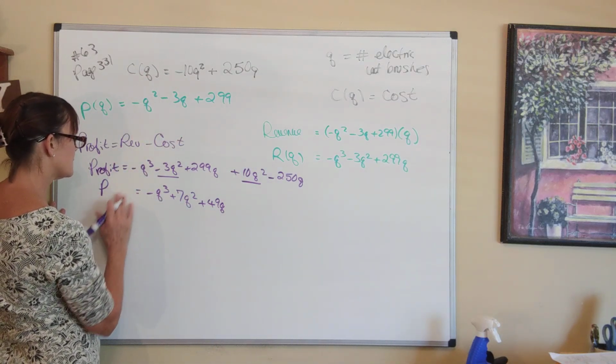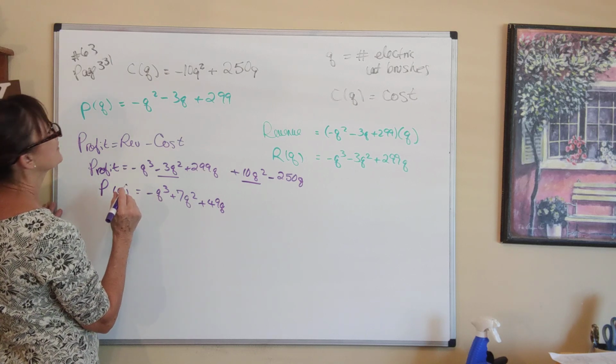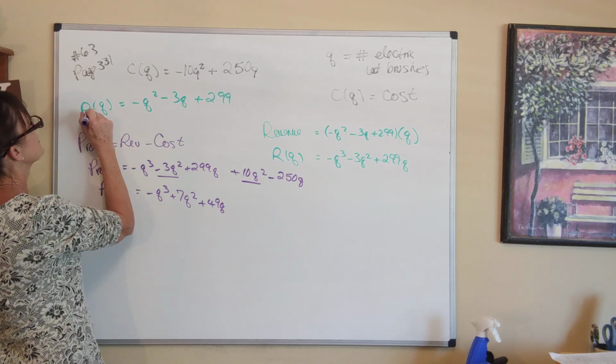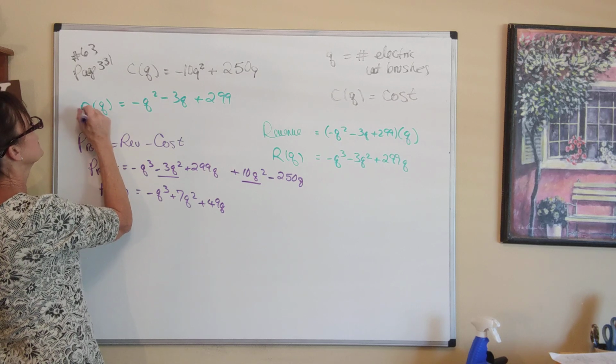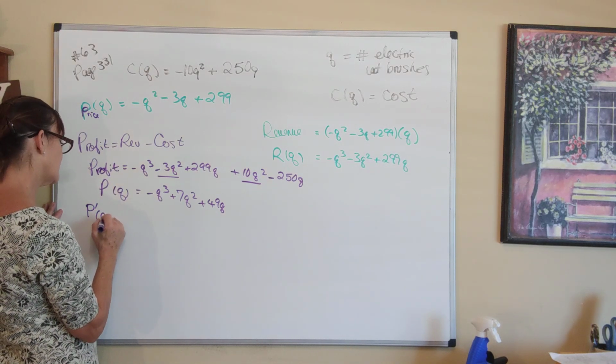I'm going to call this profit P of Q. This is the profit function. This is the price, little p. Okay, so we take the derivative to find the critical value.